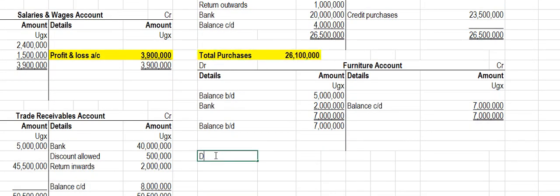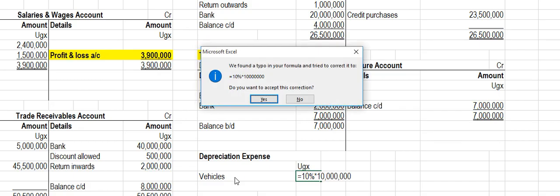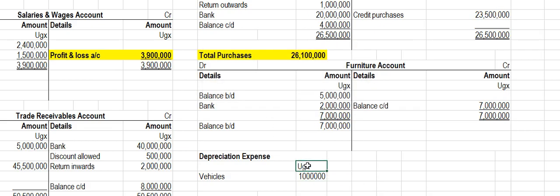I need to calculate the depreciation expense also, which I'll take to the statement of profit and loss. Depreciation expense, you also need that. What are we going to depreciate? Of course, we are going to depreciate the vehicles. How do they depreciate vehicles? We are being told that John depreciates all the non-current assets at 10%. So vehicles, that will be 10% times the cost of the vehicles, which is 10 millions. The cost of vehicles is 10 millions as per the question.